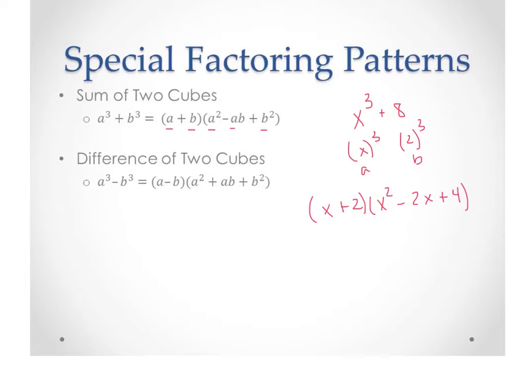If you just look up here at where I put the a's and the b's, the difference between these two is where the minus sign is. The minus sign is in the trinomial on the sum, and it's in the binomial on the difference. So notice everything else is exactly the same there.